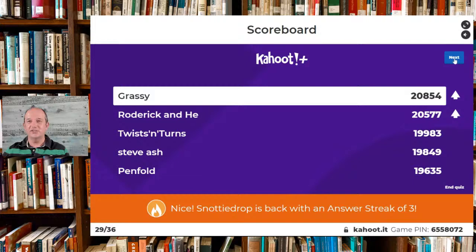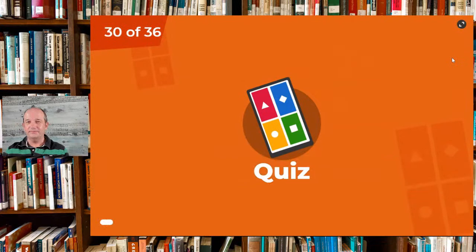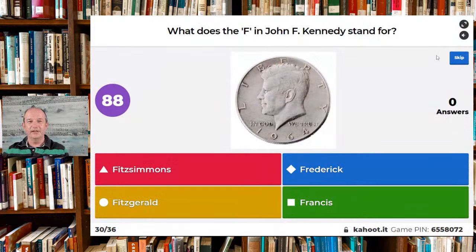And here we go. And it's, what does the F in John F. Kennedy stand for? Is it Fitzsimmons? Is it Frederick? Is it Fitzgerald or Francis? John F. Kennedy. What does that F stand for? It's always referred to as John F. Kennedy. Who knows what the F stands for? Fitzsimmons, Frederick, Fitzgerald, or Francis?